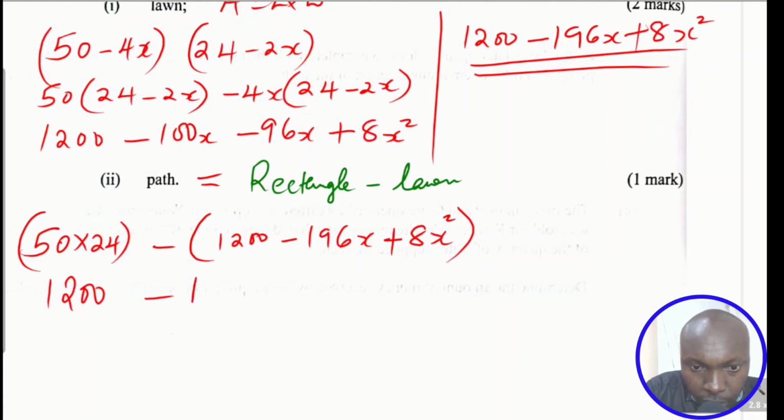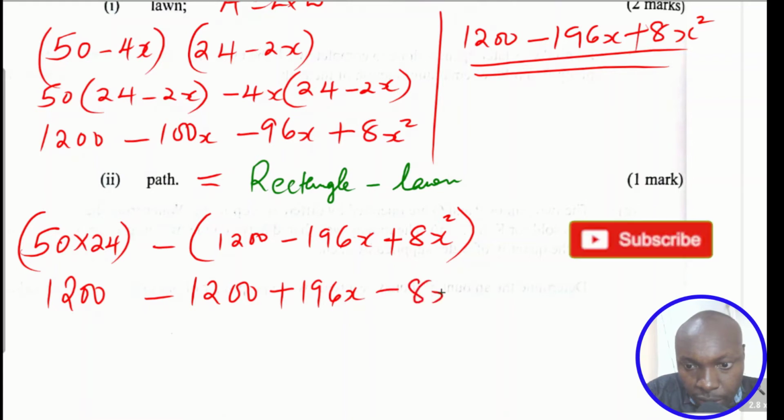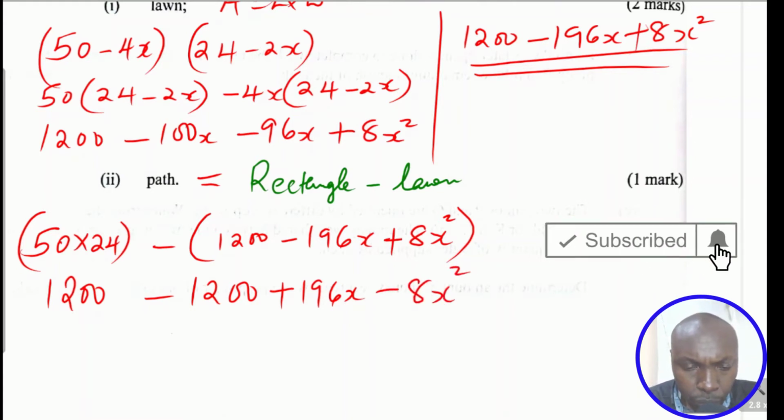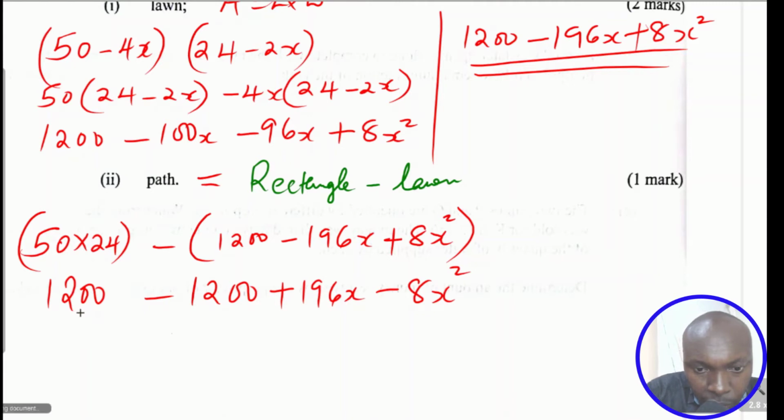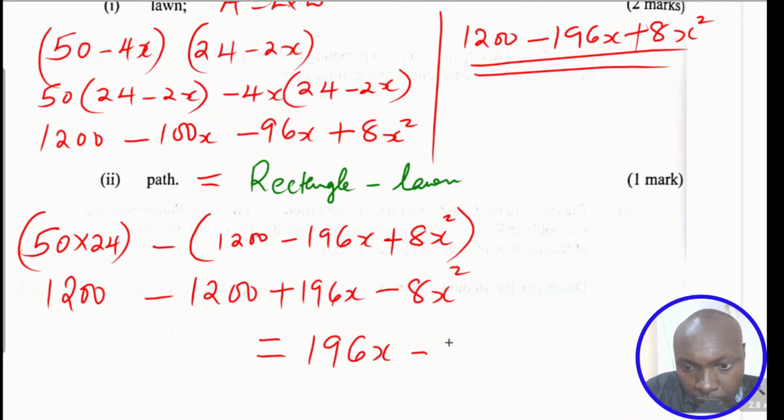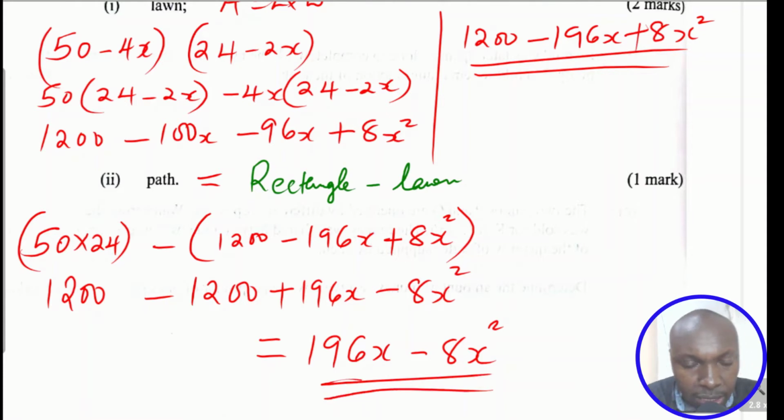Then you subtract, this is 1200 negative, and this negative will give a positive 196 when you open the bracket. This negative will affect the signs that are here, so also this one will be affected, negative 8x squared. So working out this, you notice 1200 subtract 1200 will be 0, so you remain with 196x subtract 8x squared. So this is the expression for the area of the path. Now let's proceed to the other part of the question.